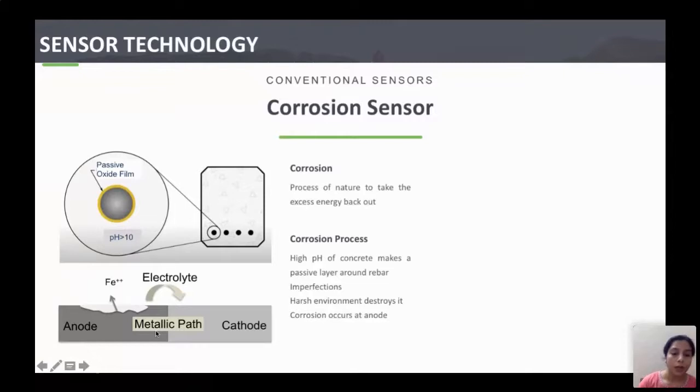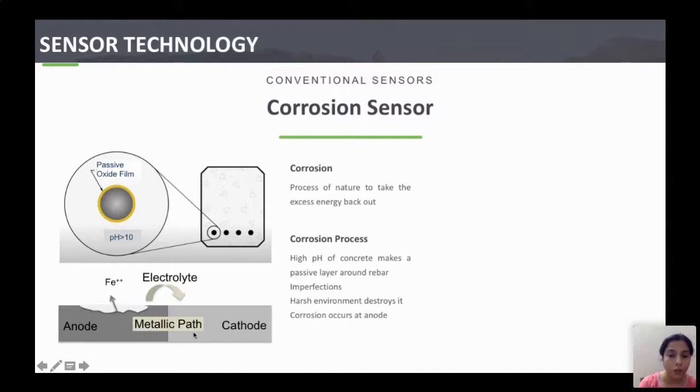While processing the metal, there are some regions in the metal which have a very high density of electrons and some which have a low density of electrons, right? The higher density electrons part of the metal becomes the anode, and the lower density region becomes the cathode. And of course, there is a metallic path.